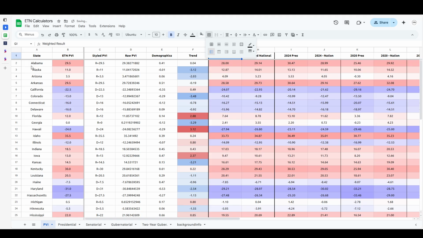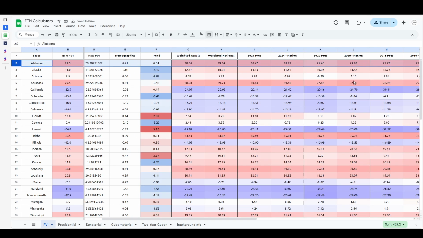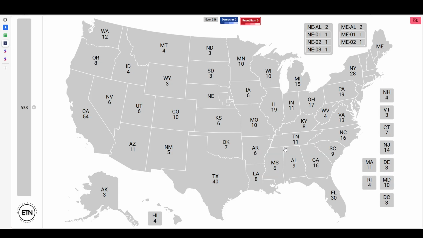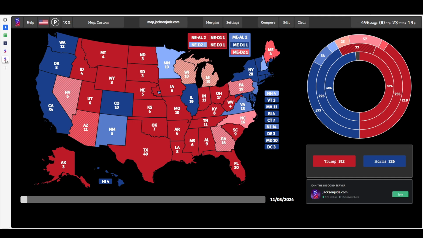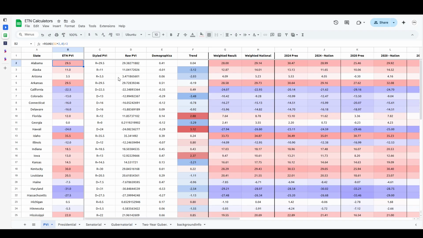To start things off, we do have the state of Alabama. Why did I not style this evenly? Oh well. So 29.38 is going to be the raw number, but I'm going to be looking right here just to make things simple. The PVI of 29.5. So that is by far safe Republican. That's not anything reachable for a Democrat by any means. 29.5 is a strong margin.